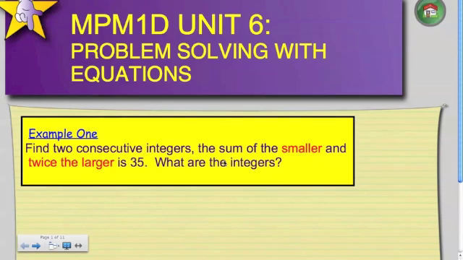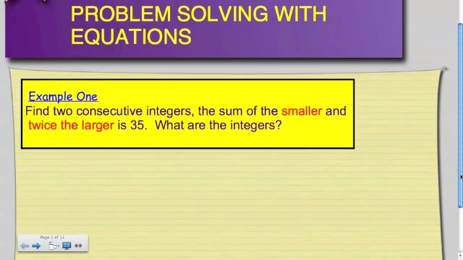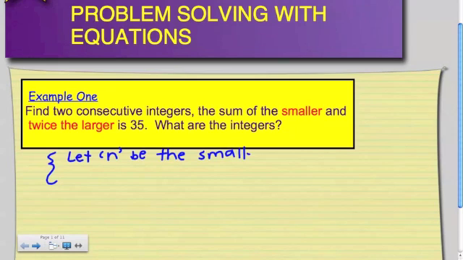All right, so question number 1, find two consecutive integers. The sum of the smaller and twice the larger is 35. What are the integers? So first of all, we have two consecutive integers. So let's state that let n be the smaller integer. So n has to be the smaller integer. We've got to state that first.